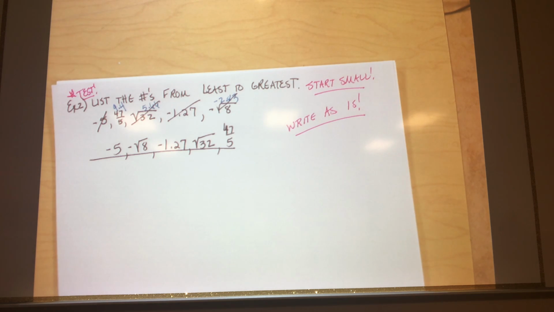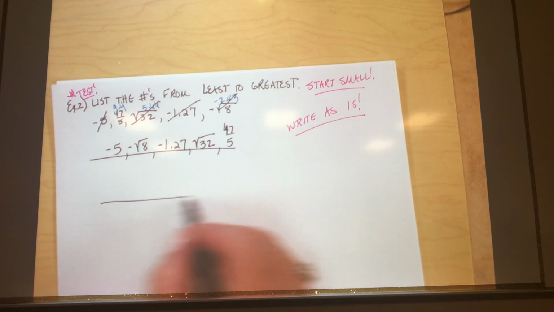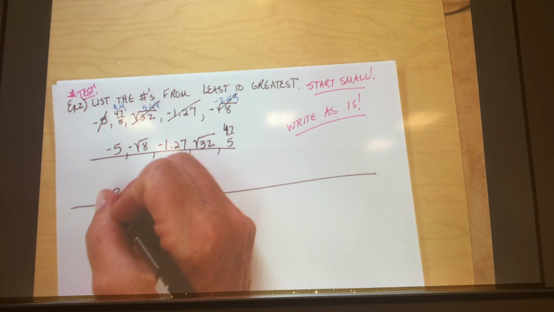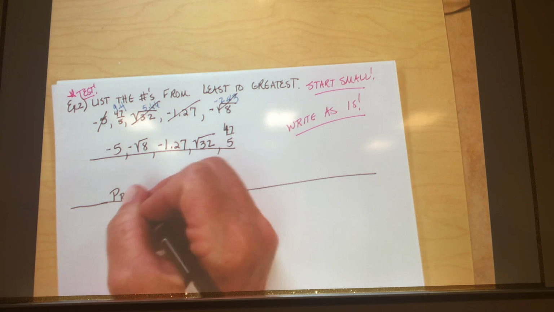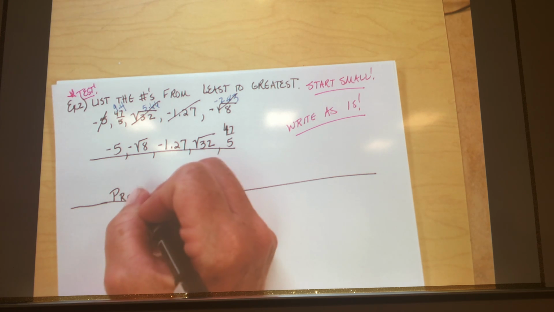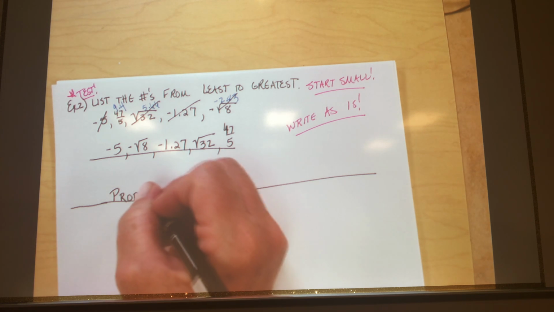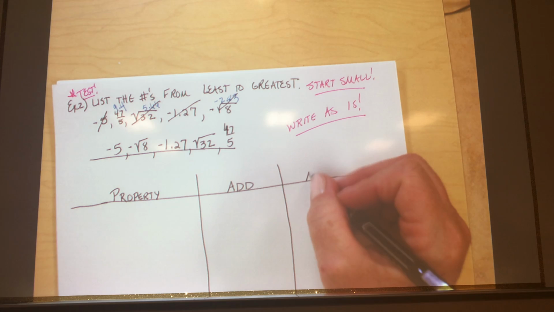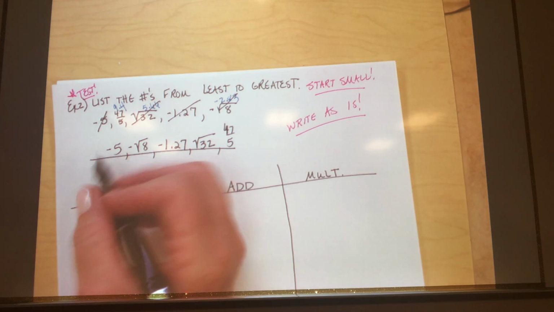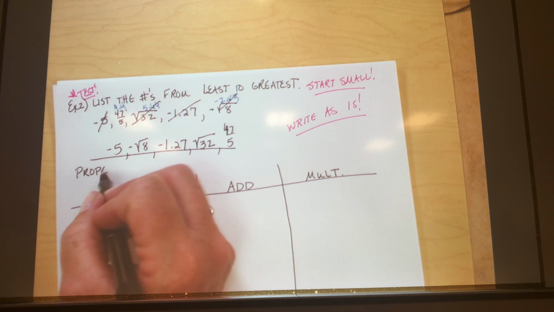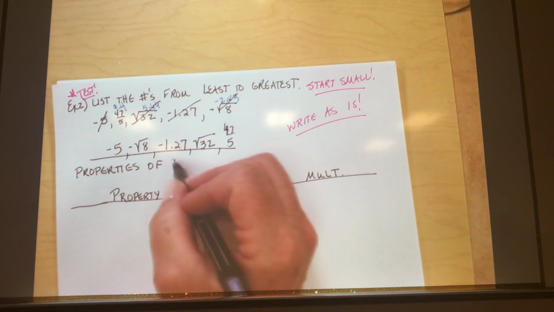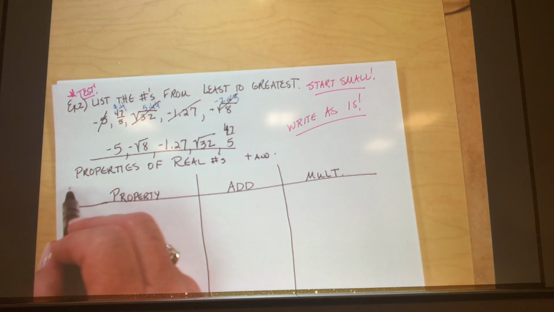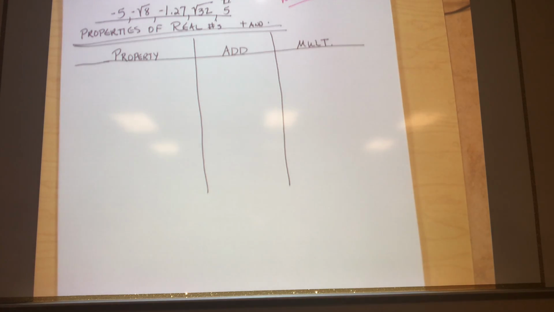All right, so now we're going to make a table. Over here we're going to have 3 columns, but I'm going to make this one the fattest. It is the column that's going to name the property. The middle column is going to be the property of addition, and the last column is going to be the property of multiplication. What are these? These are properties of real numbers, addition, and multiplication.